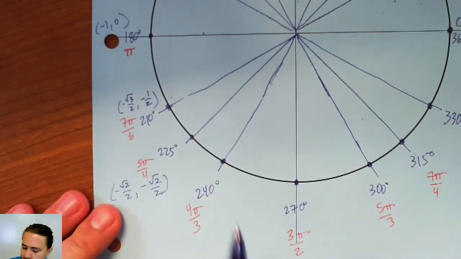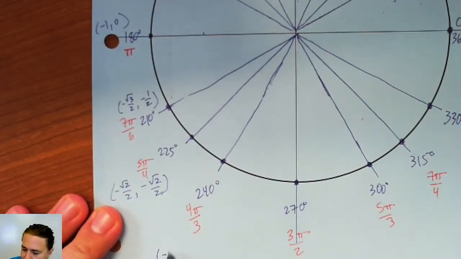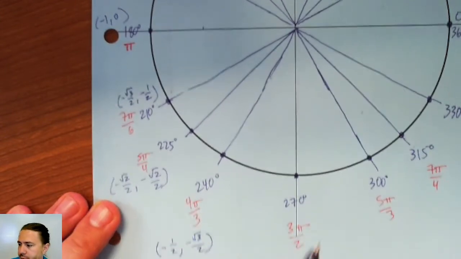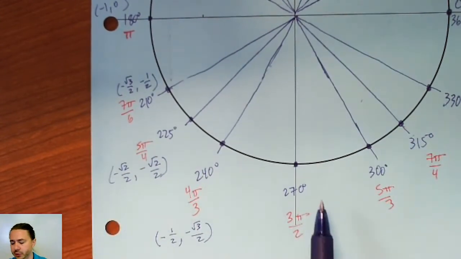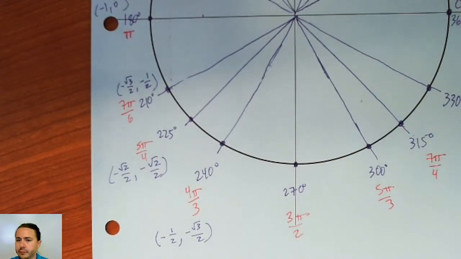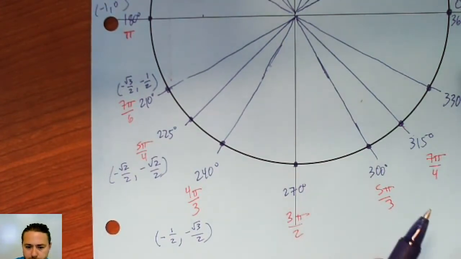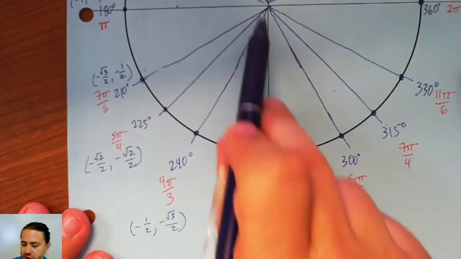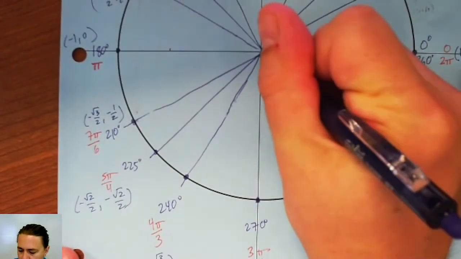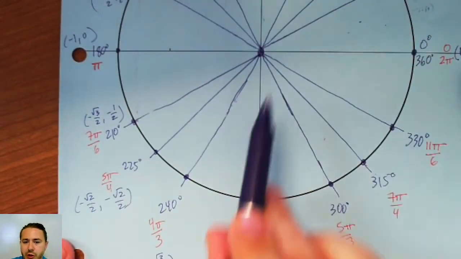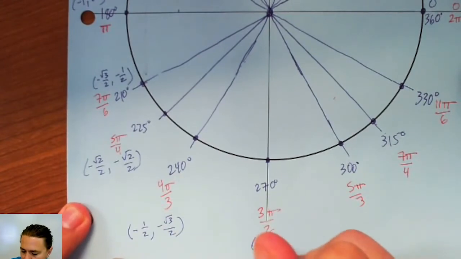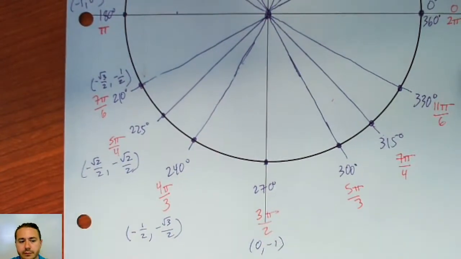At 240, same kind of deal here. I'm going to get -1/2, -√3/2. And 270, this is just 1 unit directly down from the origin right here, 0, 0. So 1 unit down would be 0, -1. All right, we're almost done here with this construction.